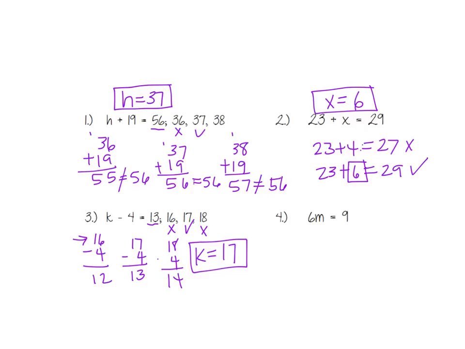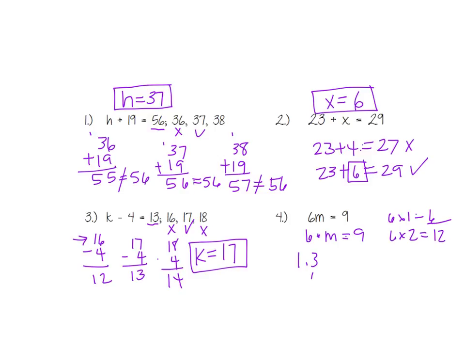Here we have 6 times m. Remember, when that coefficient is right there in front of the variable, that number, and there's no operation, it means multiplication. You can also think of 6 times m equals 9, if that helps you. So I know some things about 6 and 9. I know it's not going to be a whole number. It's going to be a rational number because I know that 6 times 1 is 6, and 6 times 2 is 12. So I know 9 is between there.